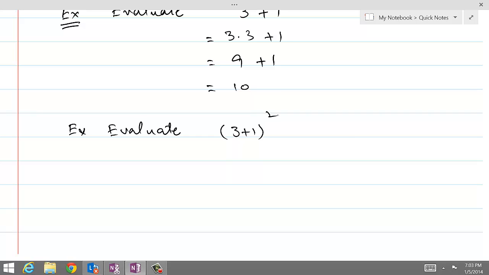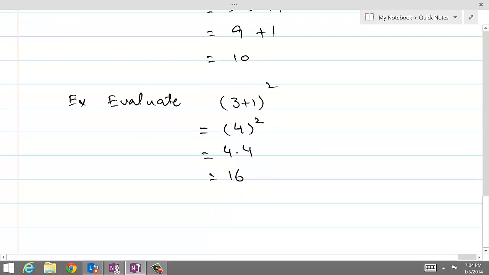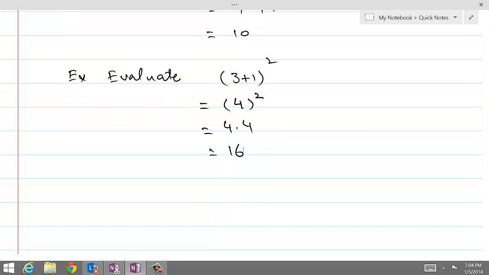In the word BADMAS, B comes first, meaning the bracket will be calculated first. So inside the bracket the indicated operation is addition of 3 and 1. That will be performed, and then once we get 4, we are going to simplify 4 power 2, which means 4 times 4, that is equal to 16.